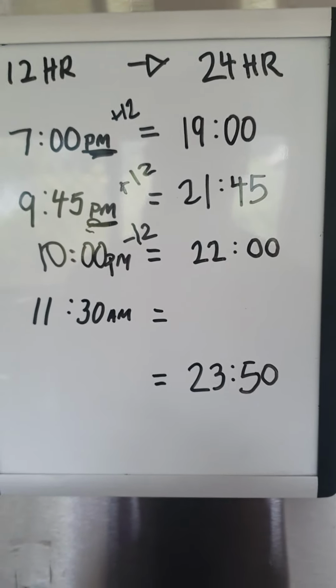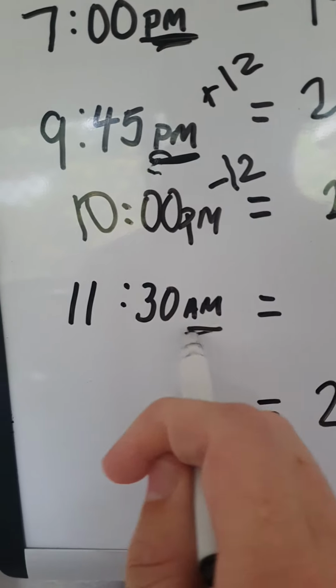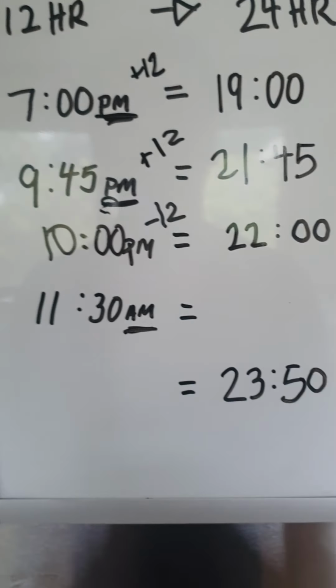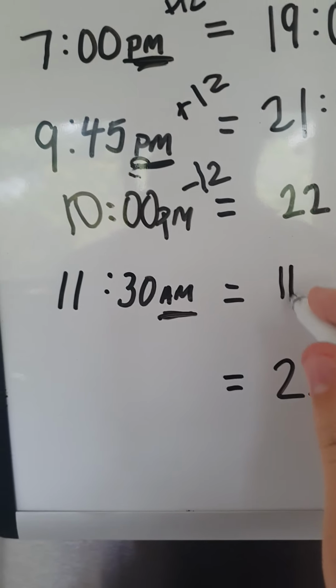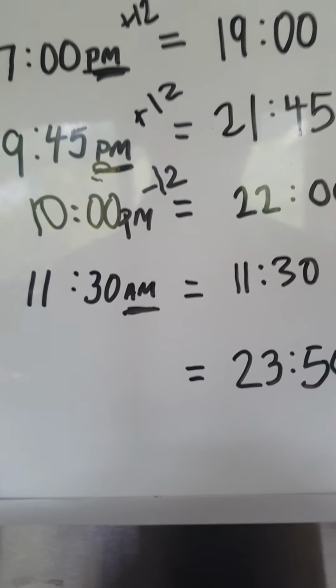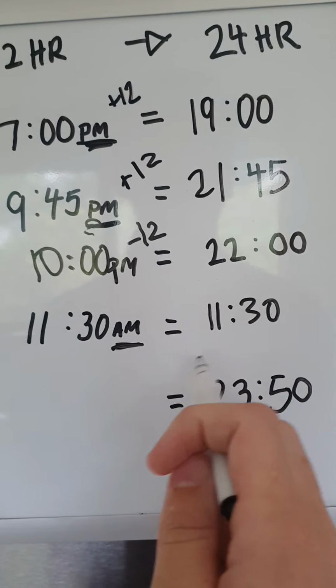Okay, so what about this one? This is a bit of a tricky one, guys. Look at it. What's the main focus here? AM. What are we going to do here? If it's 24-hour, how do we represent that? 11:30. That just becomes 11:30. Simple as that. That's where we might be getting our confusion.